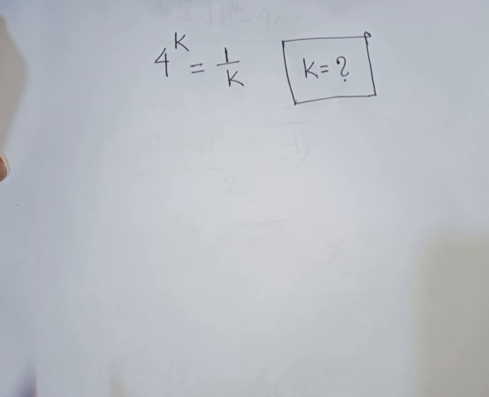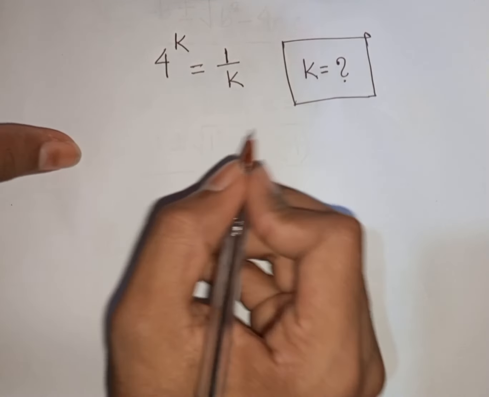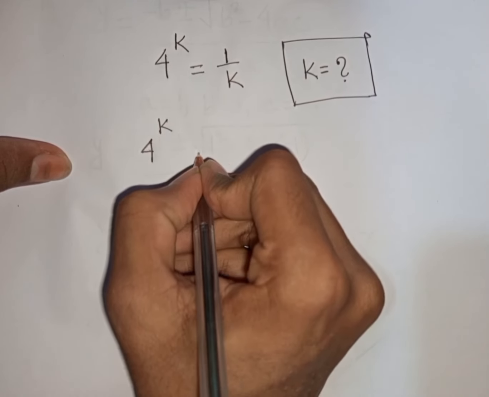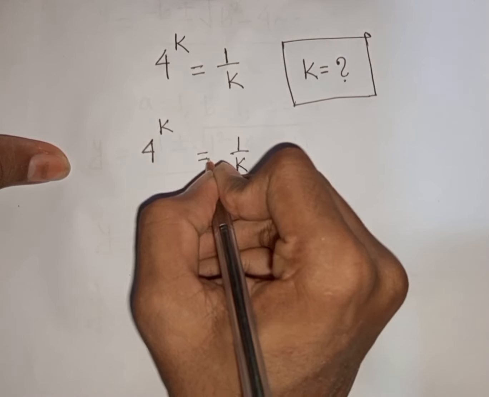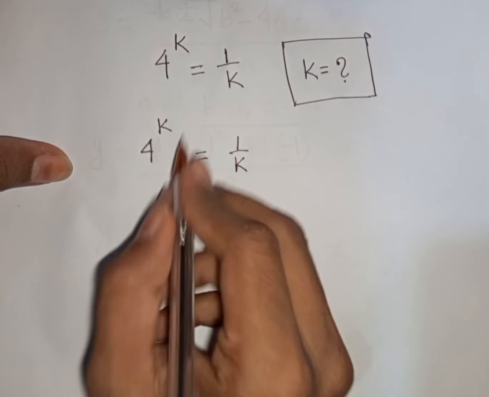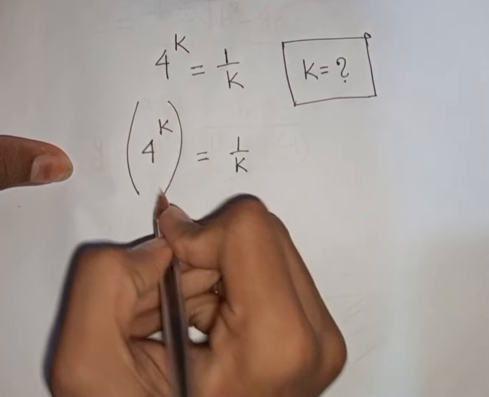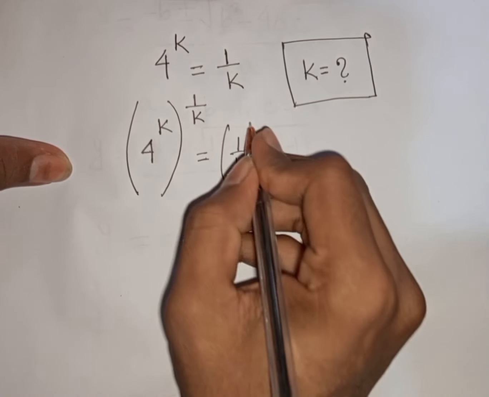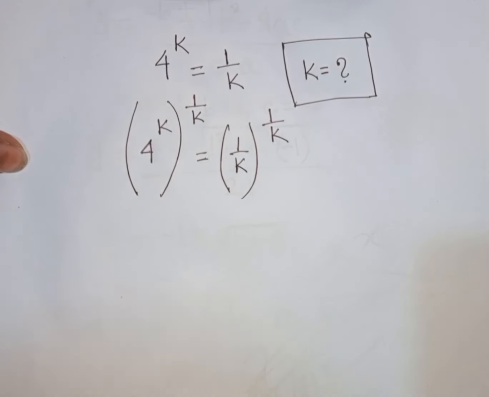How to solve? 4 power k is equal to 1 by k. Find the value of k. So we have 4 power k is equal to 1 by k. Now we raise both sides to the power of 1 by k.